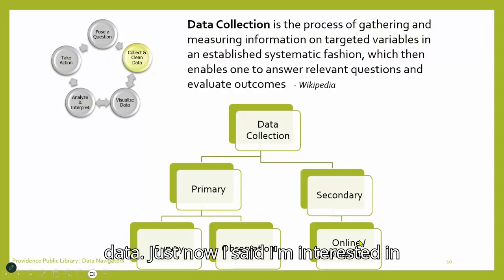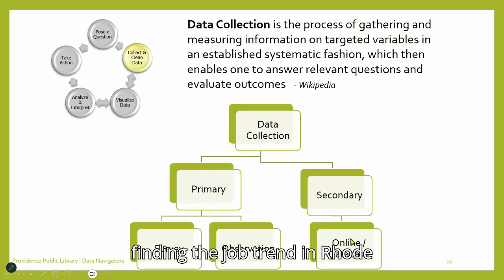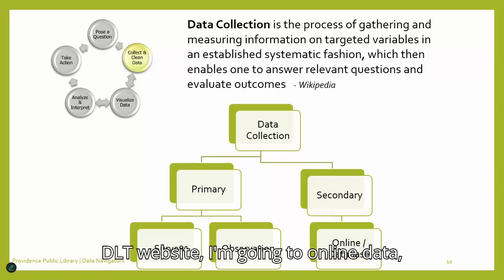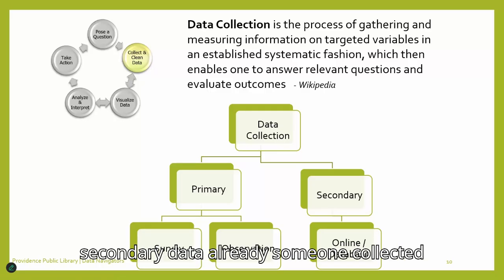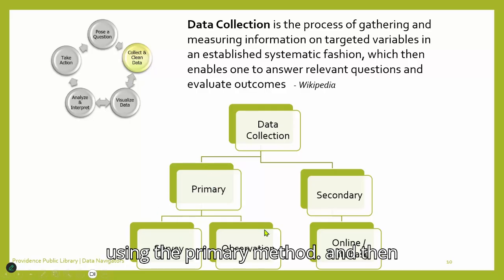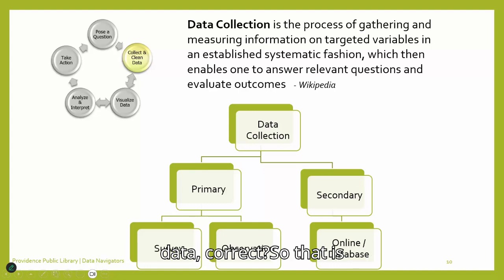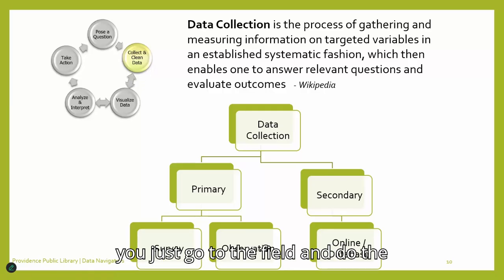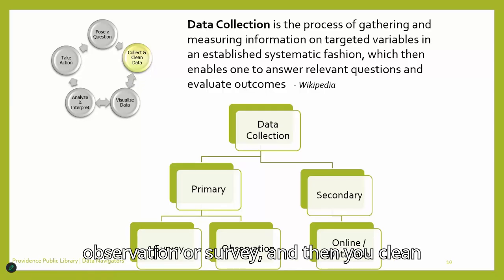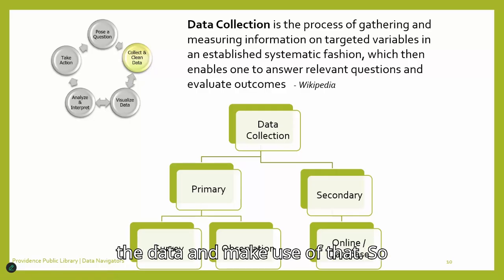Or online data. Just now I said I'm interested in finding the job trend in Rhode Island. So I go to the DLT website, go to the online data, and download that. That is secondary data. Someone already collected it using the primary method and updated it for us. I'm just utilizing that data, correct? Primary data is where you go to the field and do the observation or survey, and then you clean the data and make use of it.